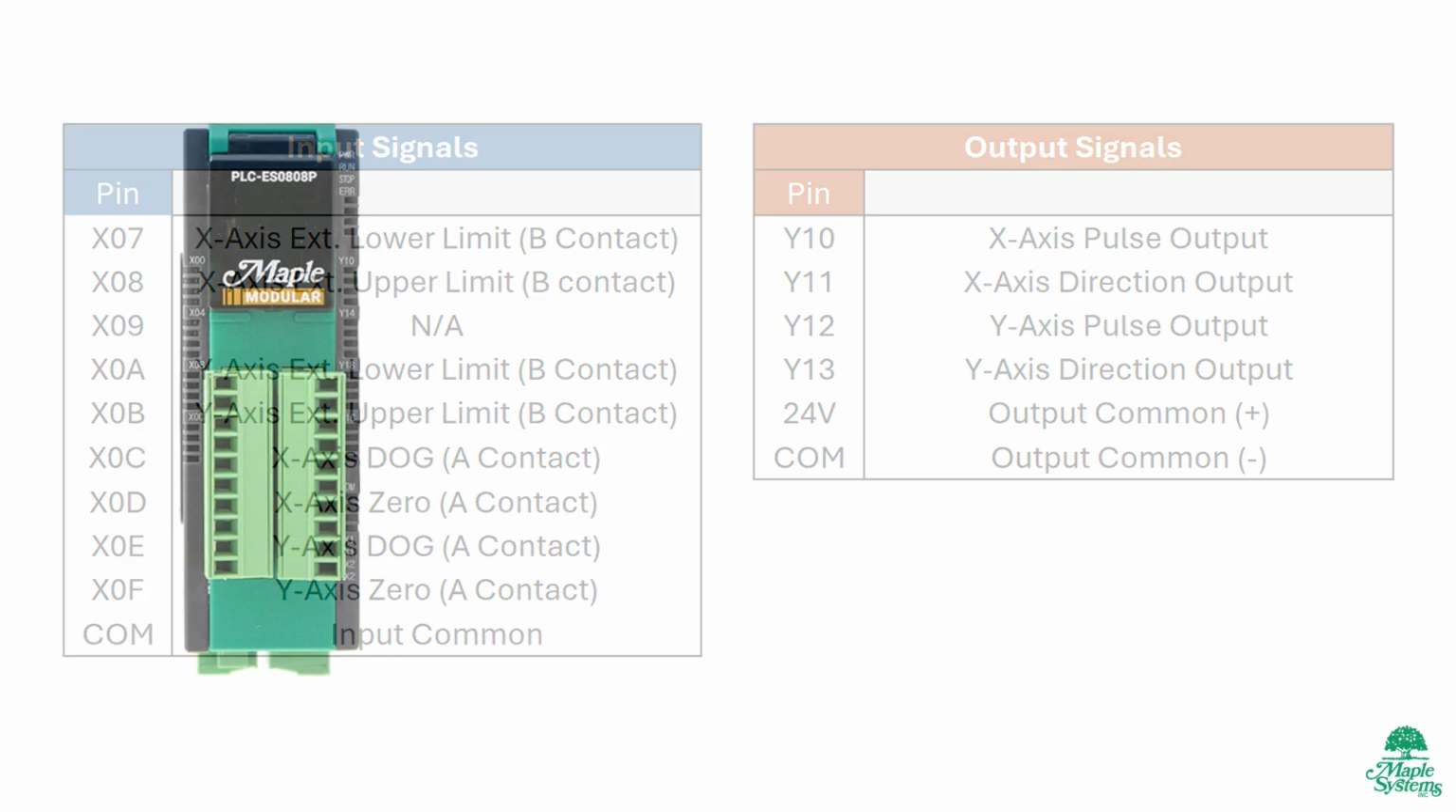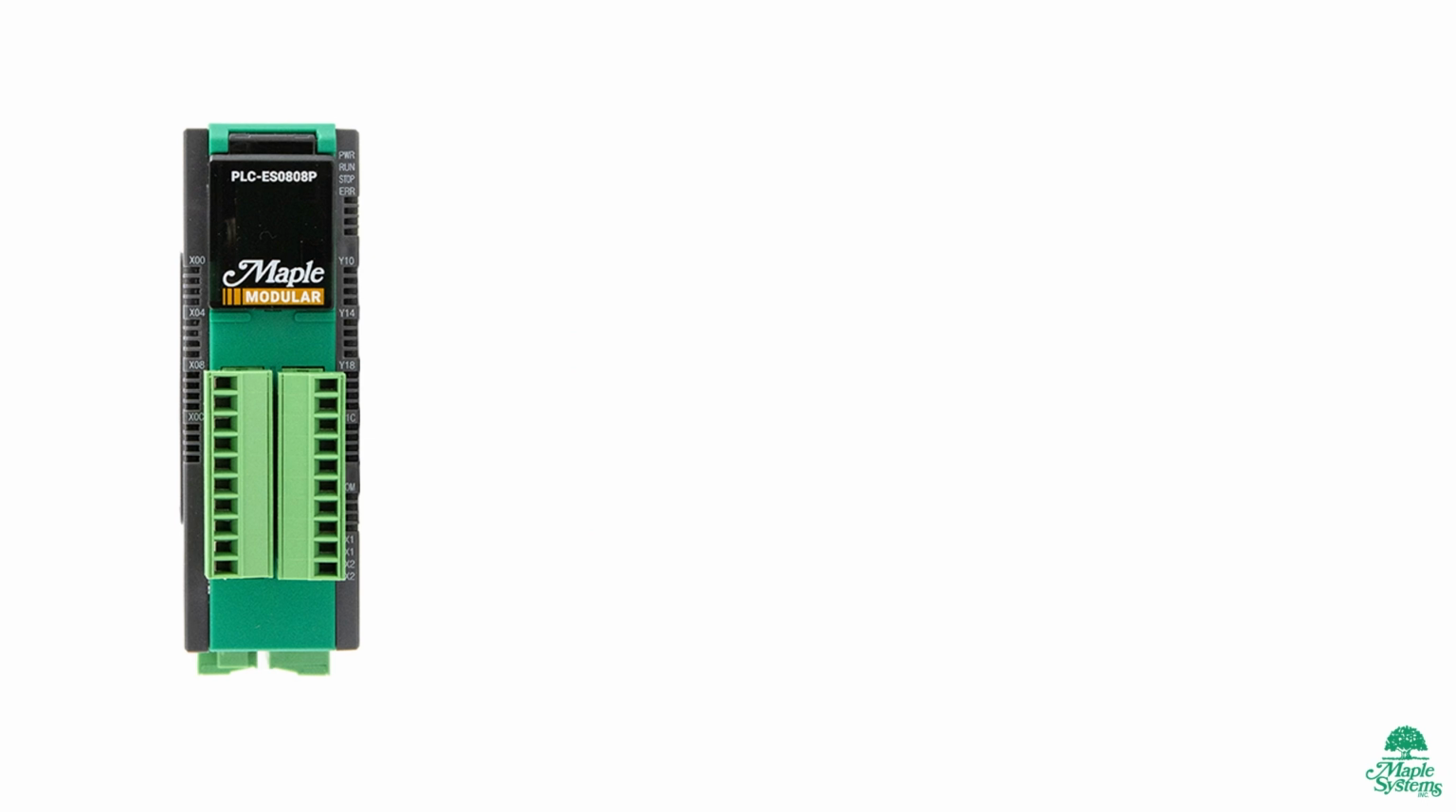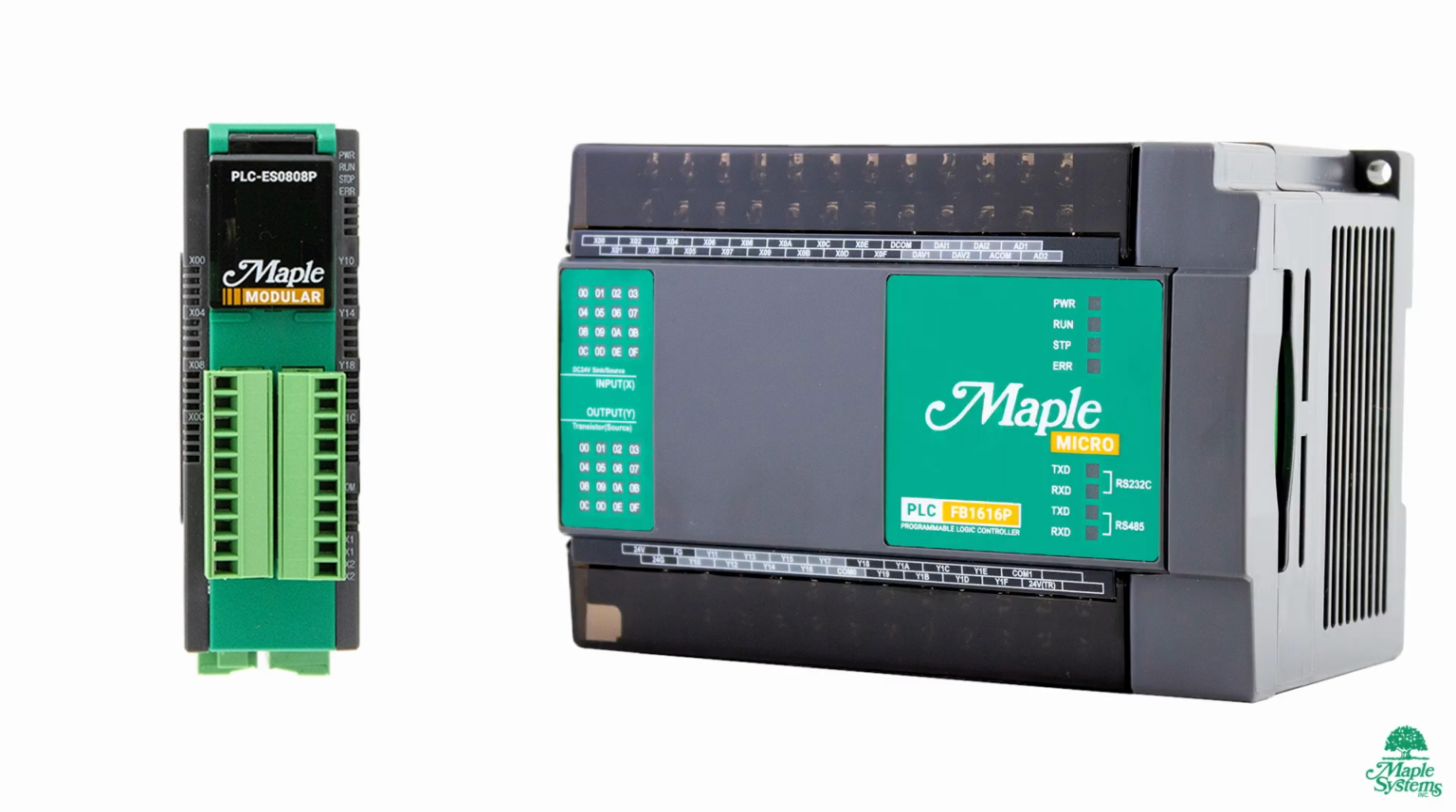So here is a Maple modular PLC, specifically a PLC ES0808P, and there are 4 digital output pins used to send PTO signals to control up to 2 axes on both the Maple modular and also the Maple Micro PLCs. The 2 pins that are used to send pulse signals to control how many steps the motor is taking are Y10 and Y12, and then 2 more pins that determine which direction the motor is rotating are Y11 and Y13. For simplicity, we will only be programming 1 axis, even though the Maple PLCs have 2-axis position control.